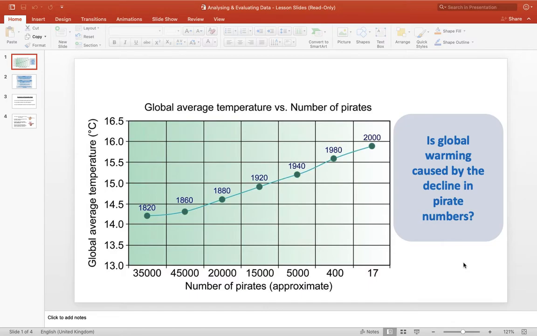So as a starter, there is a question on the board. It says, is global warming caused by the decline in pirate numbers? And you need to have a think about the graph shown. So if you could pause the video now, have a good think about the graph. Can you say whether global warming is caused by the decline in pirate numbers?